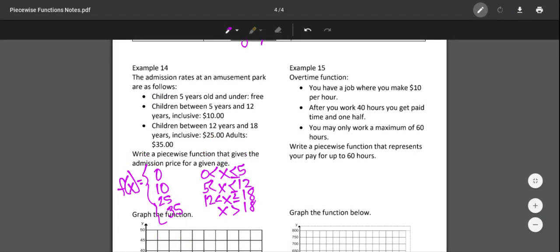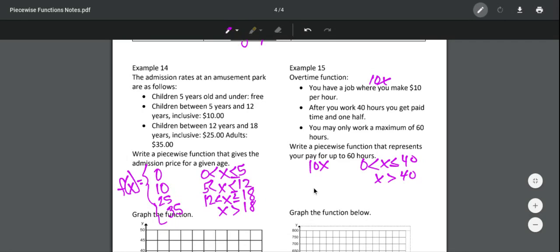All right. So over here it says you have a job where you make $10 per hour. So this is $10 per hour, basically, right? It says write a piecewise function where you're paid for up to 60 hours. It says after you work 40 hours, you get paid time and a half. Well, from 0 to 40, right? You get paid $10 an hour. Yes? Then more than 40, you get paid time and a half.